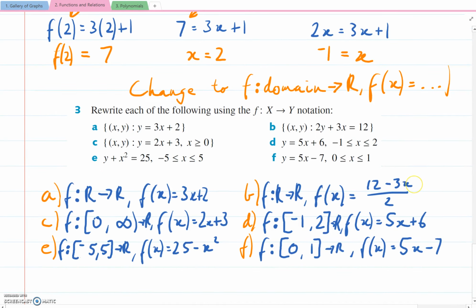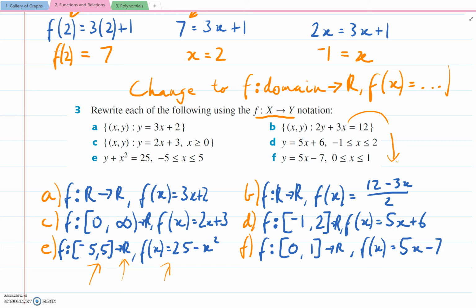I've just done some examples in the notes, so if you want to have a look at that, changing to the function notation, or this f: x → y. Remember that this part of it is your domain. This is all real numbers between the domain. Pretty much every question will be, you do that arrow R, so just keep doing that. And this is the function. Sometimes you need to rearrange it so that it's in the form y =, or in this case, f(x) =. So for instance, b here, I subtracted 3x from both sides and then divided by 2, so that it was just in the form y = or f(x) =.